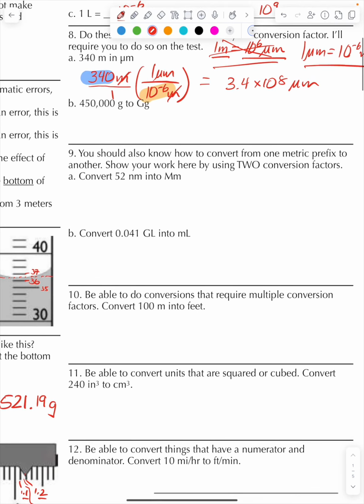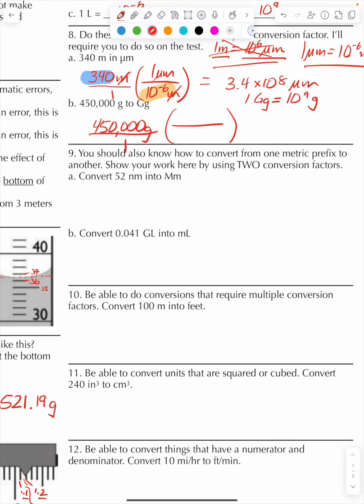Okay, let's go a little quicker on this one. I'll just do it one way. We're going to take our 450,000 grams and convert it to gigagrams. So again, this is like that over 1. The relationship, I'll write it over here, a little sloppy, is 1 gigagram equals 1 billion grams. Again, I'm not going to explain that, but hopefully you can get that.